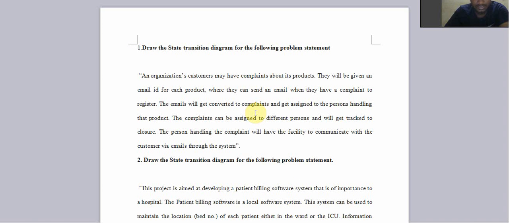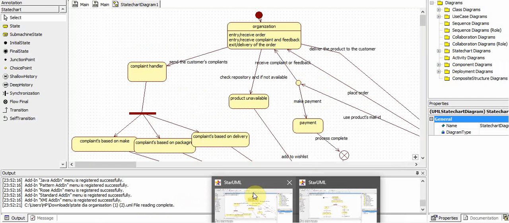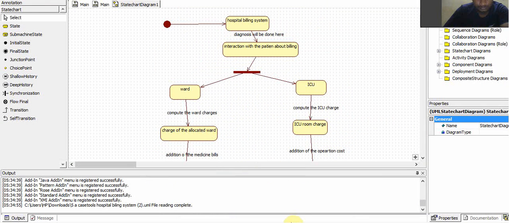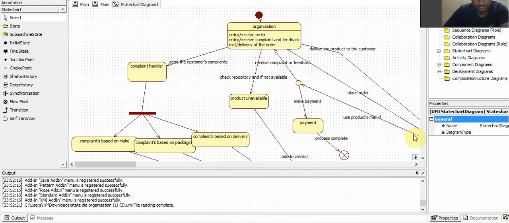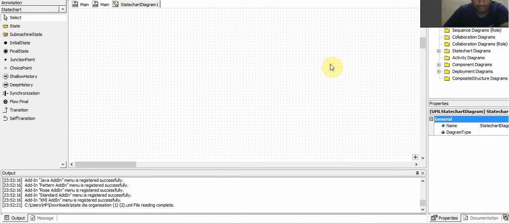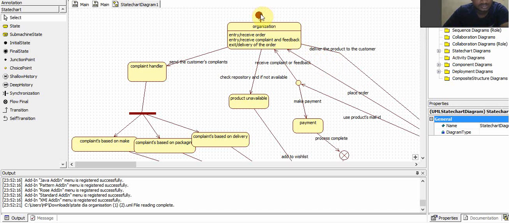The first state chart diagram question is this one. For that, this is what I have drawn. Here, this is the initial state. From that, it goes to another state. The state's name and its attributes are written here. The name is organization, and the entry is receive order, receive complaint and feedback, exit is delivery of the order.